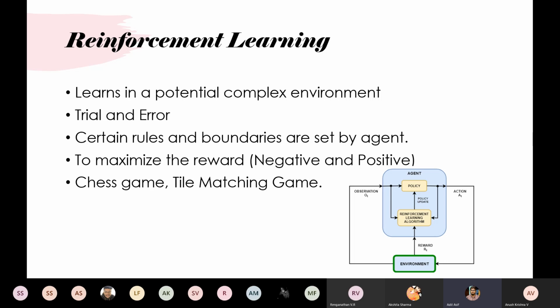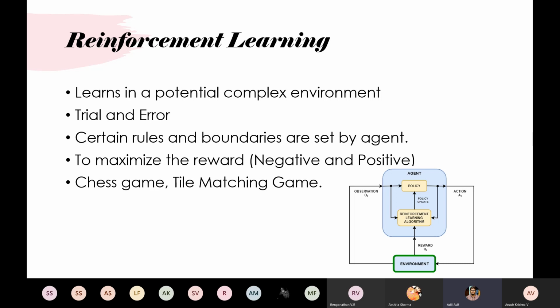Now we'll be moving to reinforcement learning. Okay, now what is reinforcement learning? Basically, it is a potentially complex environment. What happens in this is that there's an agent. For example, if I'm programming the code, I'm the agent, and the algorithm will be working with me. I'll set up some policies. For example, in a checkers game, I'll tell the algorithm that these are certain rules, these are certain boundaries.